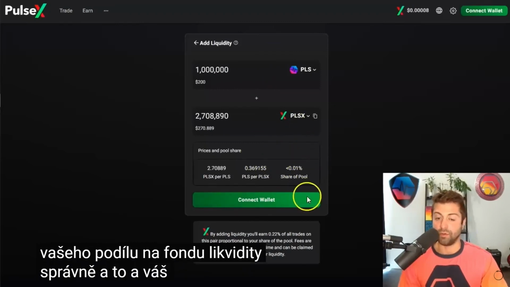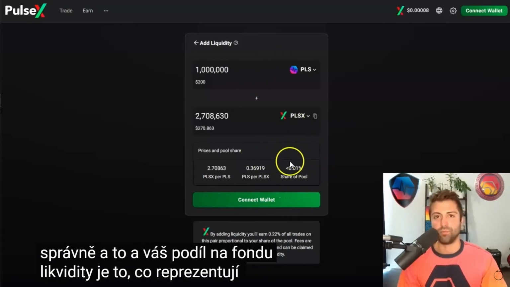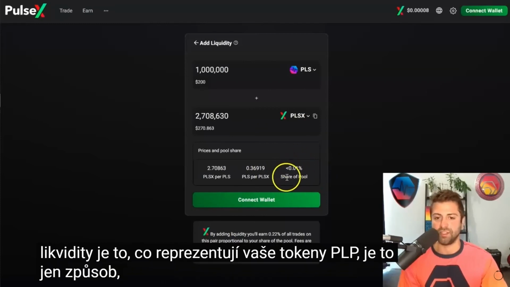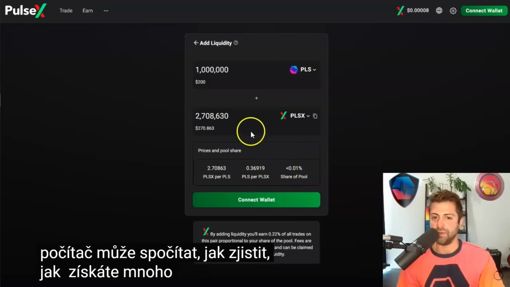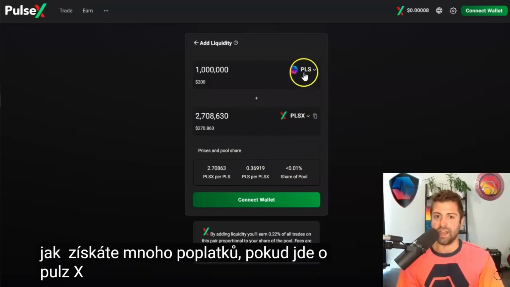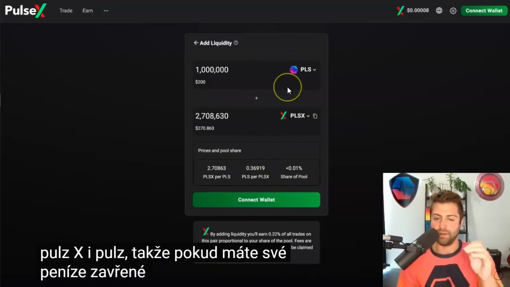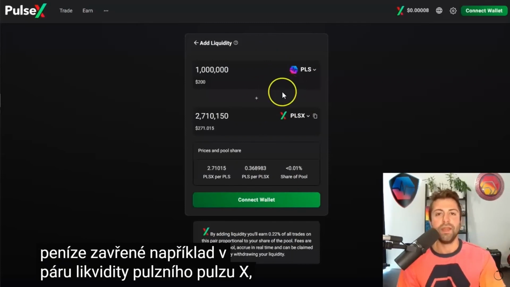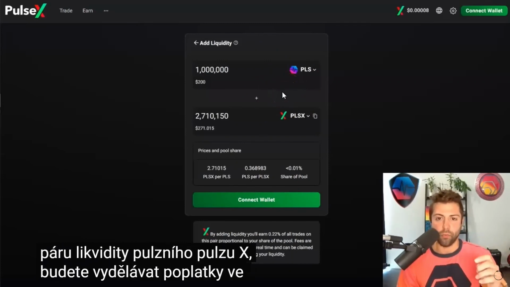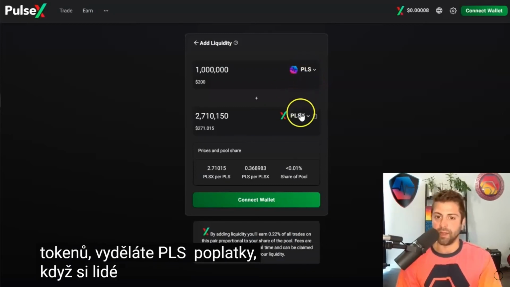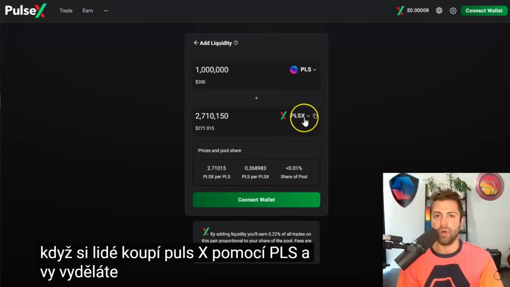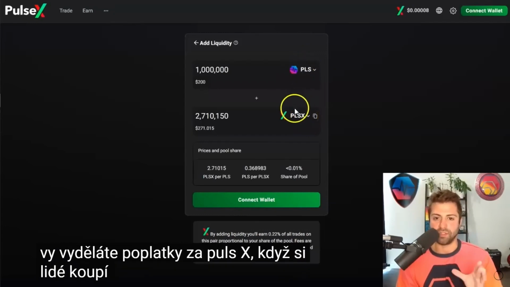And your share of the liquidity pool is what your PLP tokens represent. It's just a way for the computer to do the math to figure out how much fees you get in terms of both PulseX and Pulse. So if you have your money locked up in, for example, a PulseX liquidity pair, you're going to earn fees in the form of both tokens. You're going to earn PLS fees when people buy PulseX using PLS, and you're going to earn PulseX fees when people buy Pulse using PulseX.